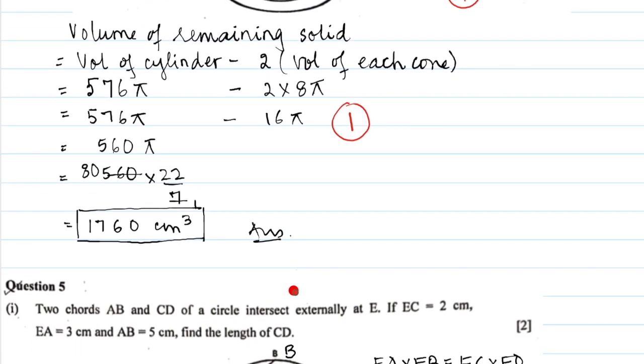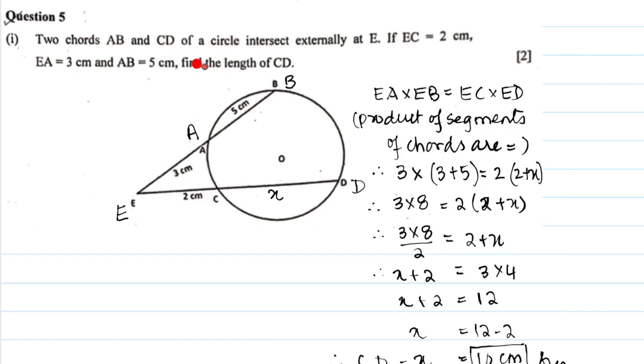Let's come to question number 5. Two chords AB and CD of a circle intersect externally at E. If EC is 2, this is 2 centimeter, and EA is 3, this is 3 centimeter, AB is 5, so this is 5 centimeter. Find the length of CD, which we call X. Now EA into EB will be equal to EC into ED, because product of segments of chords are equal.